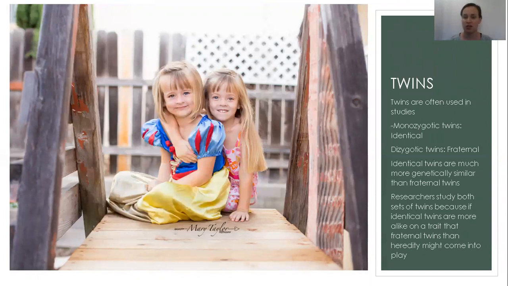So researchers want to study both sets of twins because if the identical twins are more alike in the area that they're studying, then that shows that heredity might come into play in that kind of situation. Because then they can look at, is it behavior, is it environment, or is it genes? Looking at twins that have a lot of genetic material in common because they were once one egg that split, or twins that don't have a lot in common because they are two different eggs. So that's kind of why we study twins.